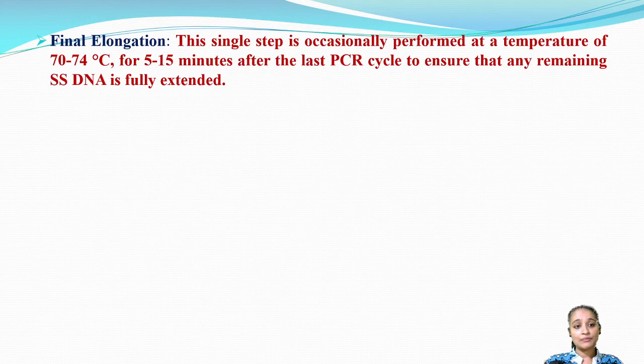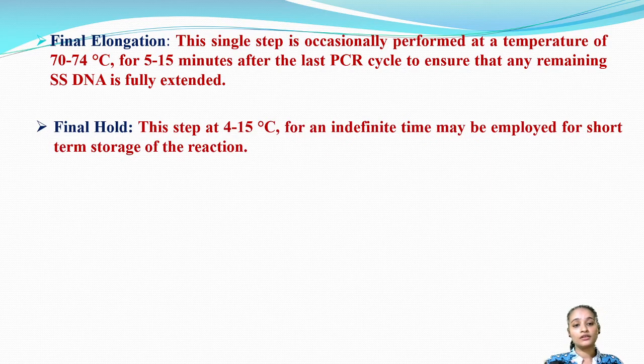Now the next step is the final elongation step. This step is occasionally performed at a temperature of 72 to 74 degrees Celsius for about 5 to 15 minutes after the last PCR cycle, that is after the extension step, to ensure that any remaining single-stranded DNA is fully extended. So in this step, we want to ensure that any leftover single-stranded DNA is fully extended. So we carry out this final elongation.